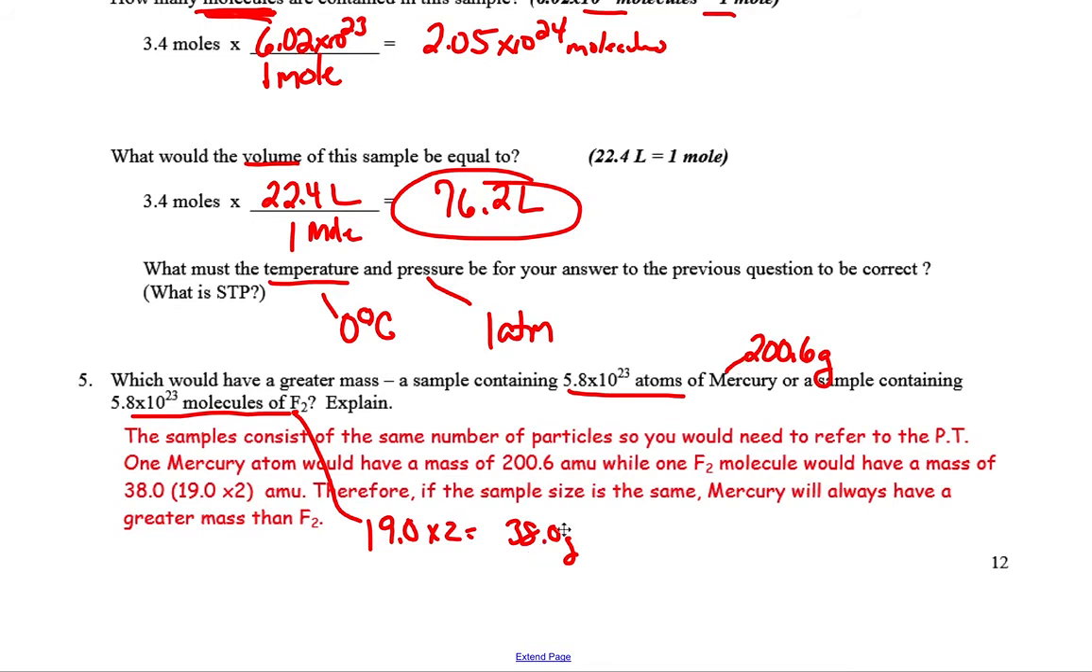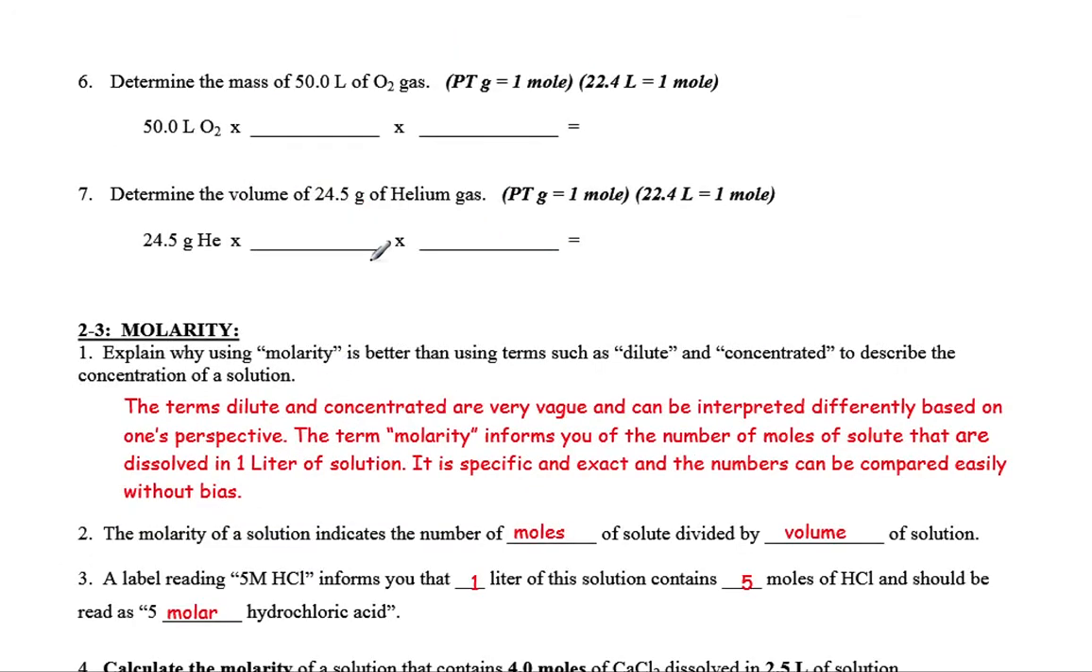So it doesn't matter if I have a mole or if I have less than a mole, which I do here, slightly less. This is still going to weigh more than that because of the same sample size. So the periodic table is really neat because it helps us compare the sample sizes and the masses of everything.